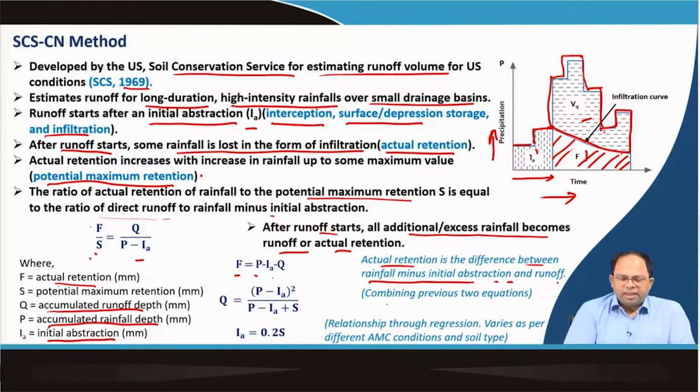Now, combining these two equations, we get Q equal to (P minus IA) whole square by (P minus IA plus S). So, that is the simple relationship that we can develop.